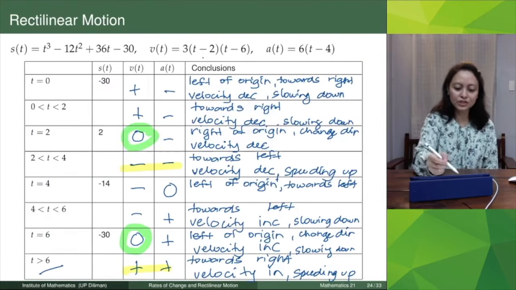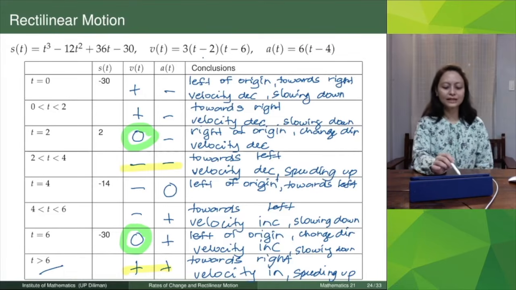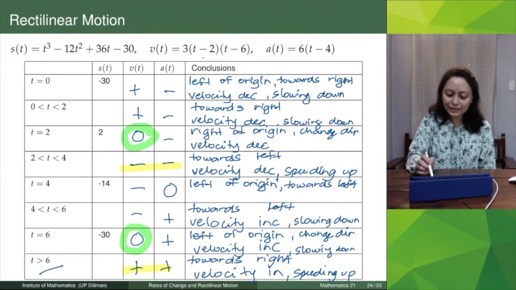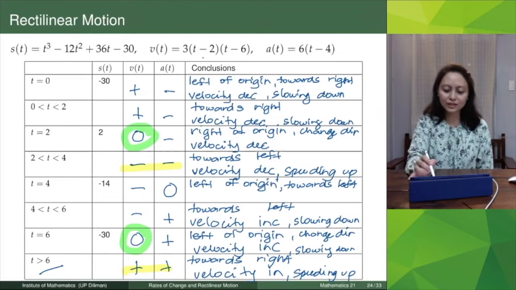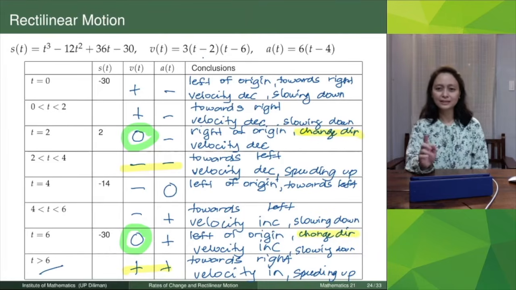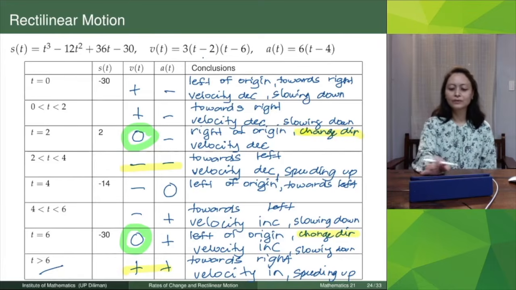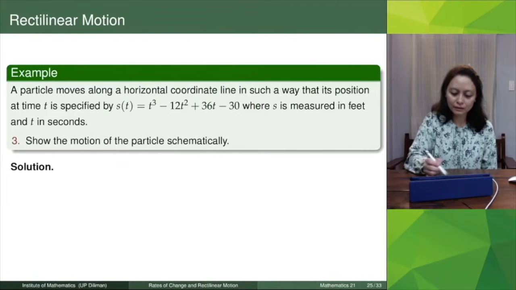So, tignan natin yung position ng particle ha. At t equals 0, it's at negative 30 units. At t equals 2, it's 2 units. T equals 4, negative 14. And t equals 6, negative 30. Pero kailan nag-change ng direction? Okay, so nag-change ng direction at t equals 2 and at t equals 6. Twice lang nag-change. Yun lang yung starting position and then yung points kung kailan nag-change ng direction, yun yung mahalaga sa diagram. Okay?